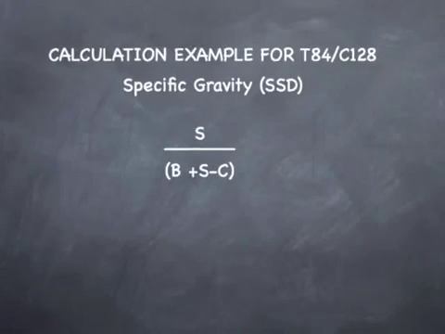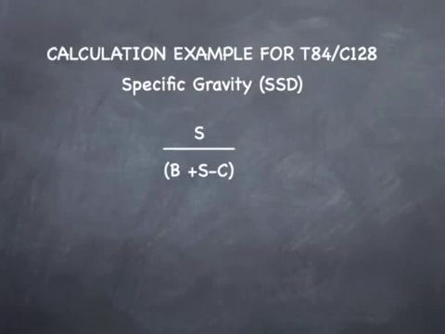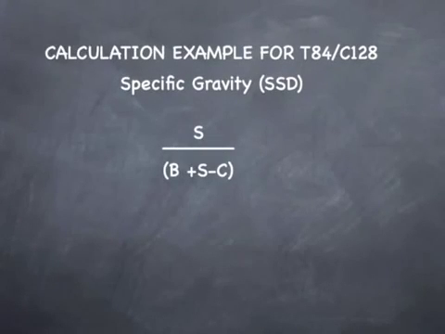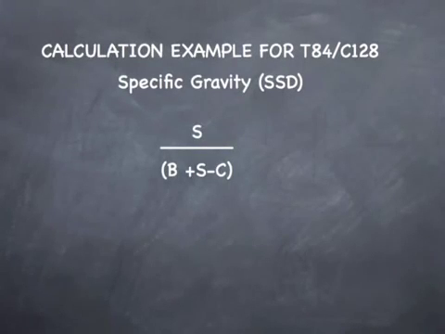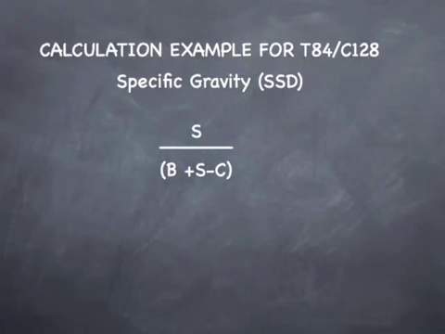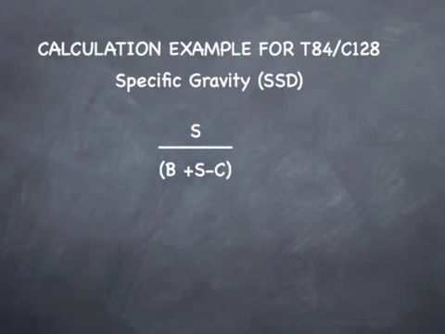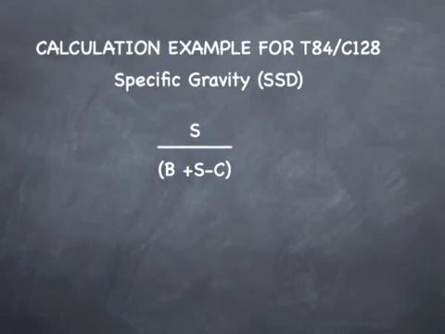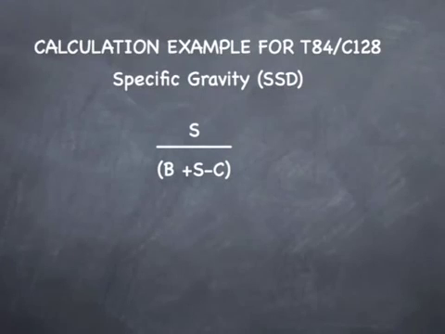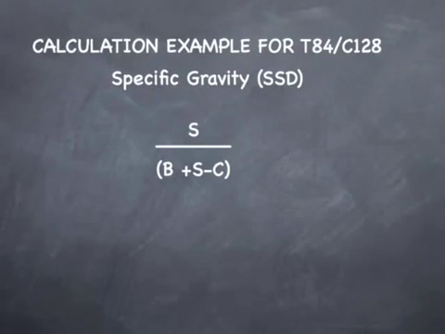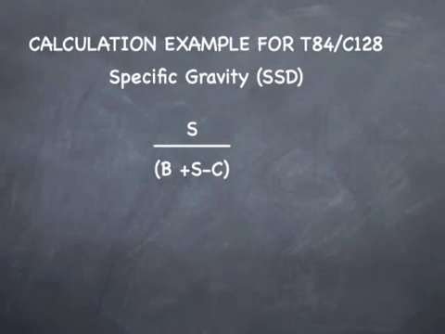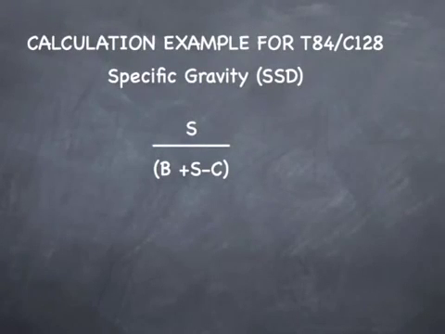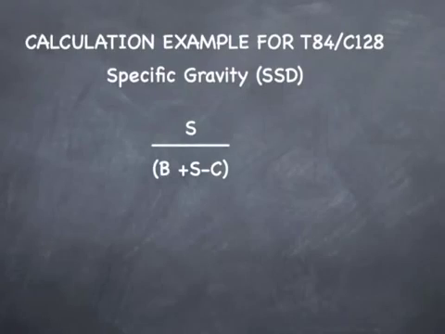Our first calculation will be to calculate the bulk-specific gravity of our material in the SSD condition. We do this by taking the weight of the SSD specimen and dividing it by the weight of the mason jar filled with just water plus the weight of the SSD specimen, and subtract from this weight the weight of the SSD specimen with the mason jar filled with water to the calibration mark.